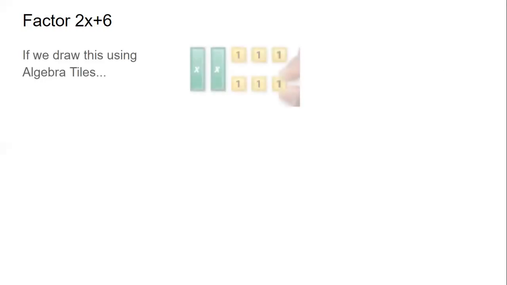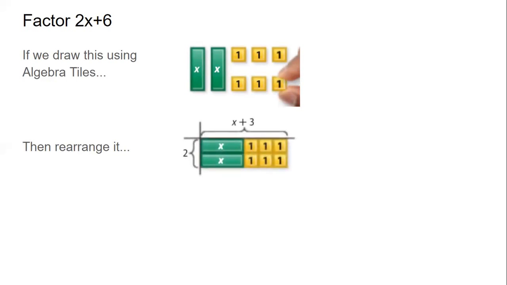Okay, so we're going to draw this using algebra tiles. We've got 2x's, that's 2x, plus 6. So we've drawn out 6 cubes here, 6 squares. If we rearrange them, all nice and neat. I mean, it's already nice and neat, but let's just fix it up a little bit. We can see here, there's a pattern going on. We have 2 rows of x plus 3, we could say that's 2 of the quantity x plus 3.